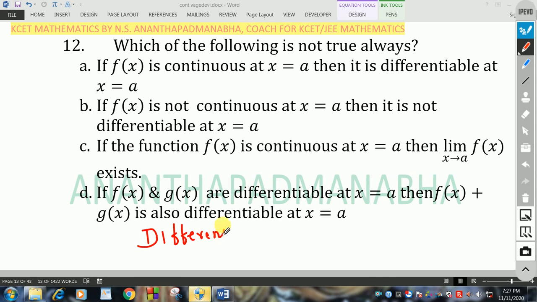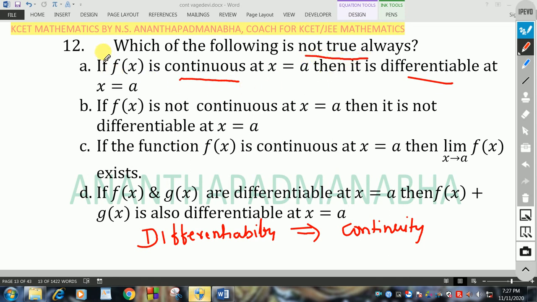Differentiability implies continuity. That is, if a function is differentiable, then it is continuous, but the converse is not true. That is, if the function is continuous, we can't say that it is differentiable. So which of the following is not true always? It's not true always. So option A is the right answer.